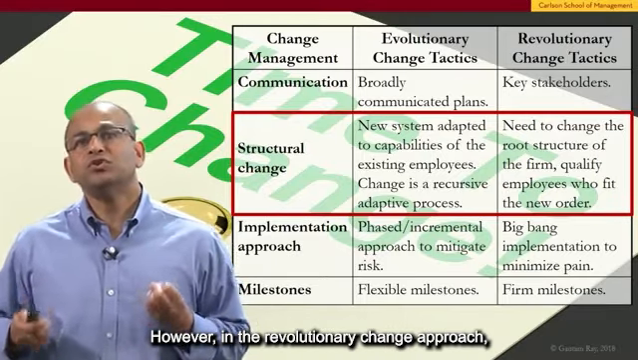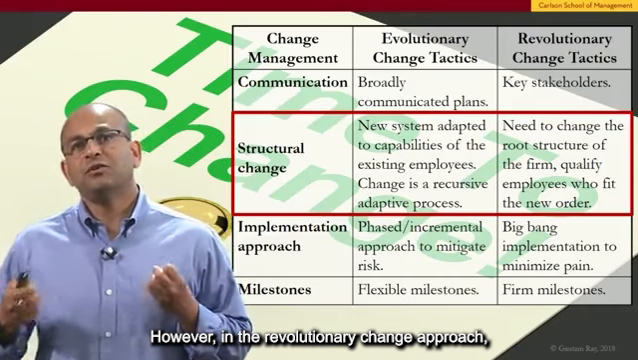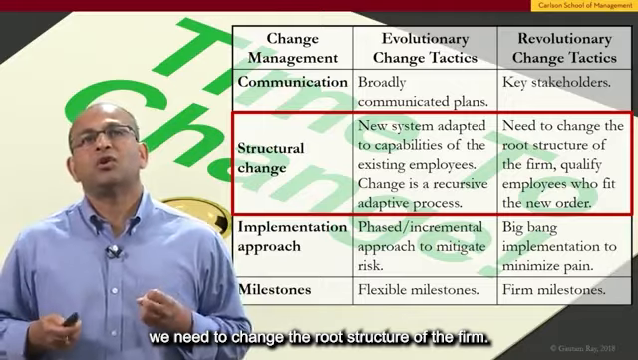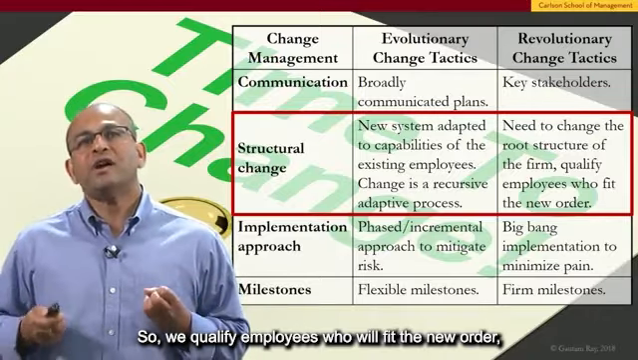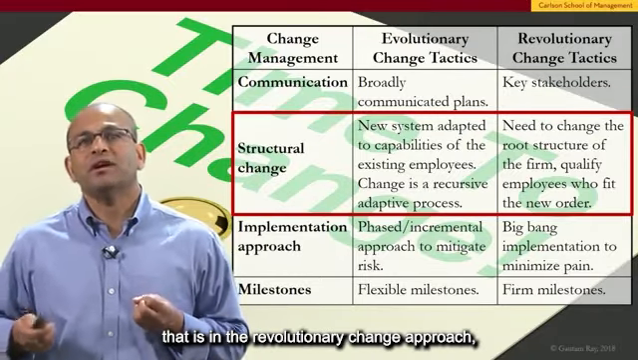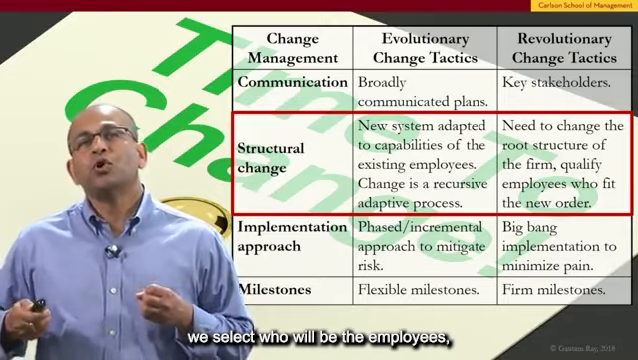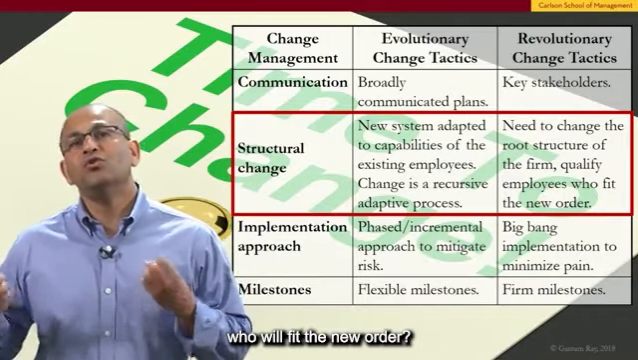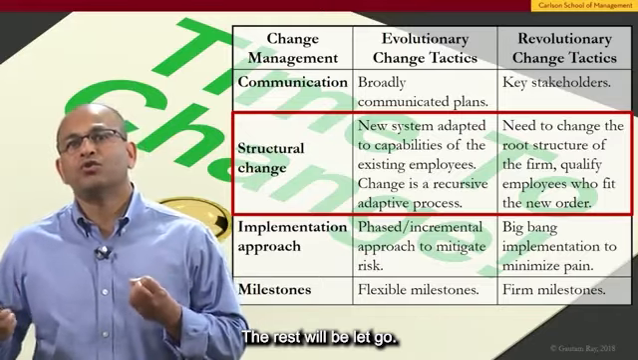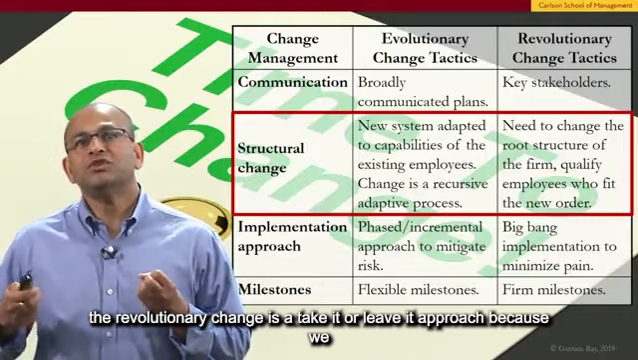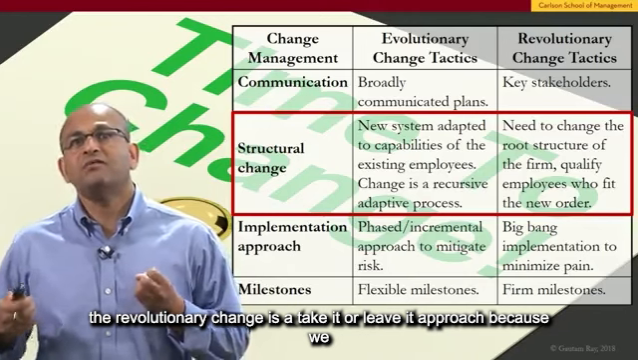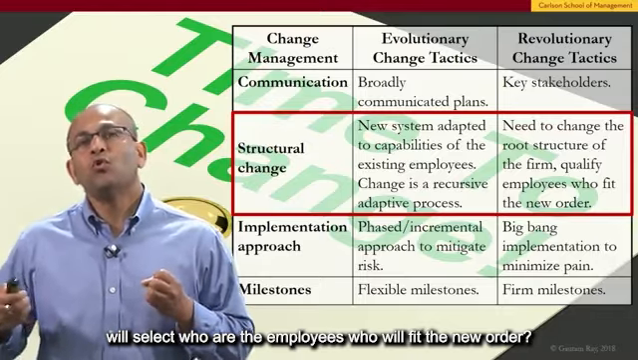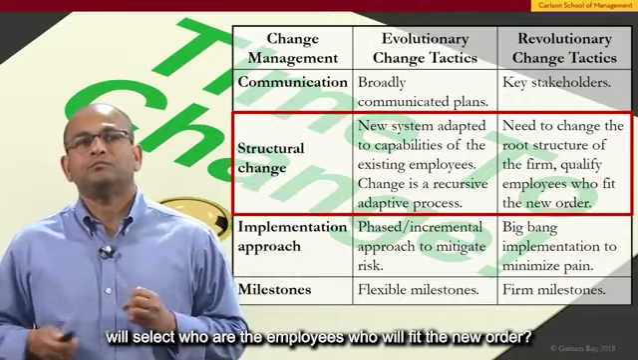However, in the revolutionary change approach, we need to change the root structure of the firm. So we qualify employees who will fit the new order. That is, in the revolutionary change approach, we select who will be the employees who will fit the new order. The rest will be let go. So in some sense, the revolutionary change is a take it or leave it approach, because we will select who are the employees who will fit the new order.